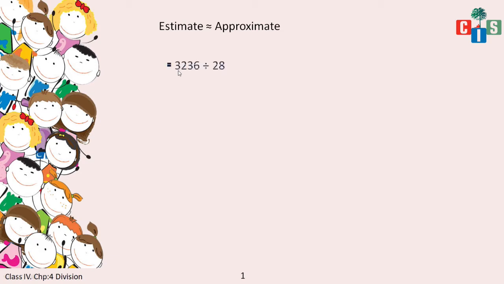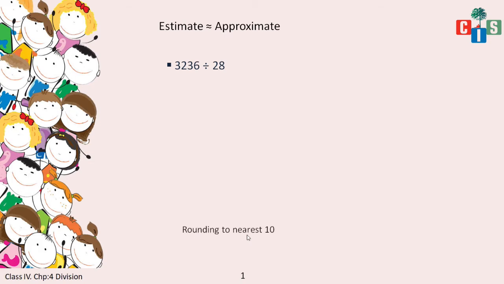Okay. So, the question is 3236 should be divided by 28. Fine. Now, we have the divisor and the dividend. And the divisor is a 2-digit number. So, I have to round it off to the nearest 10. And as I round the divisor to the nearest 10, I have to round the dividend also to the nearest 10. Yes? So, we will do likewise.